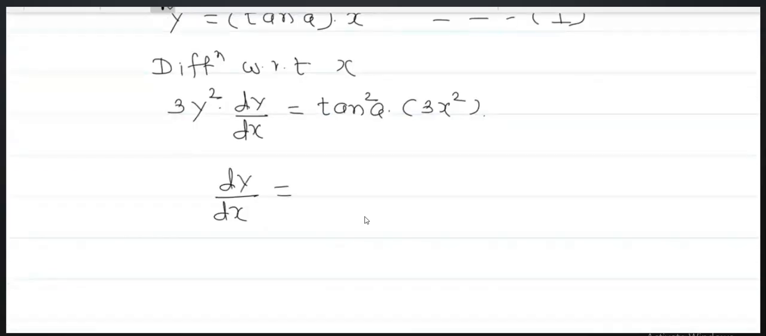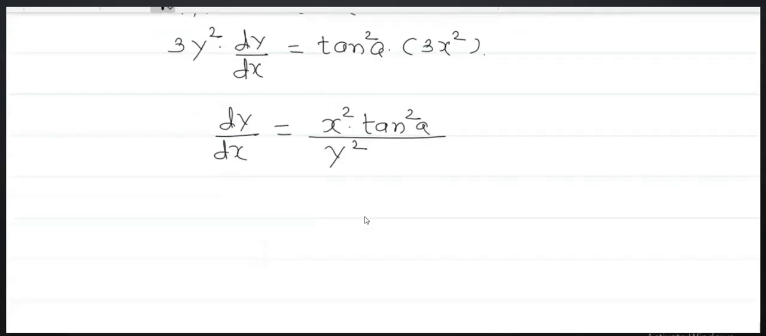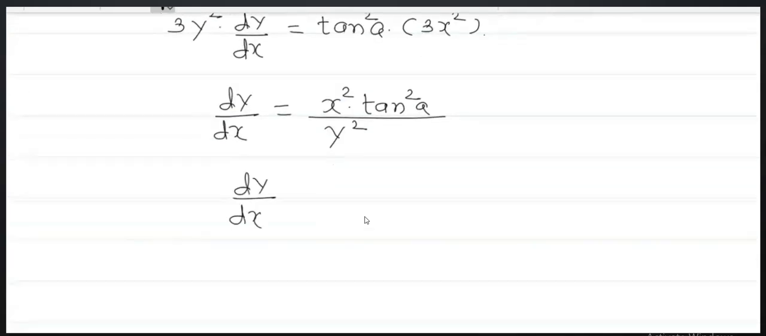That is, dy by dx is equal to x square into tan square a upon y square. That is, 3 gets cancelled on both sides. Dy by dx is equal to x square tan square a upon y square.